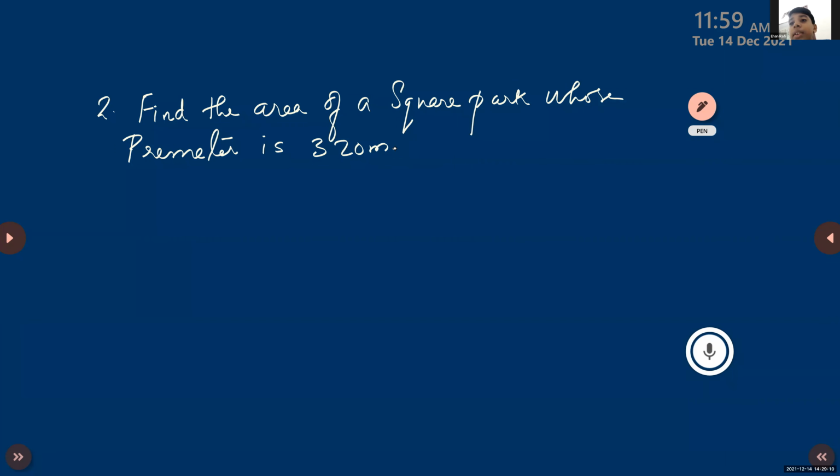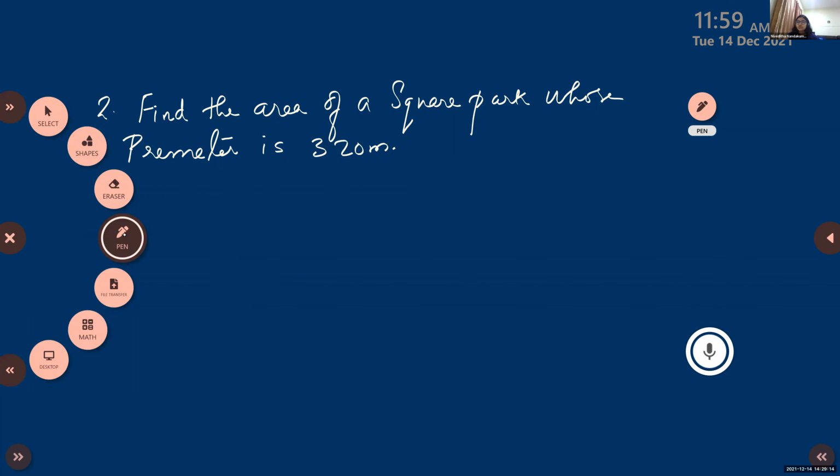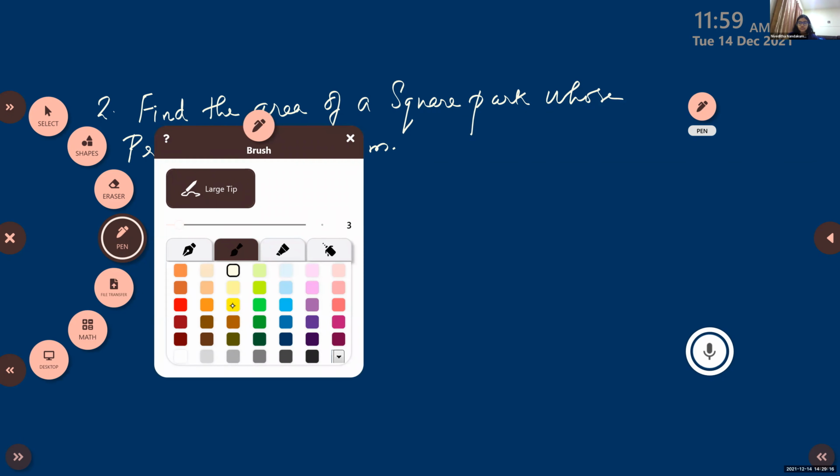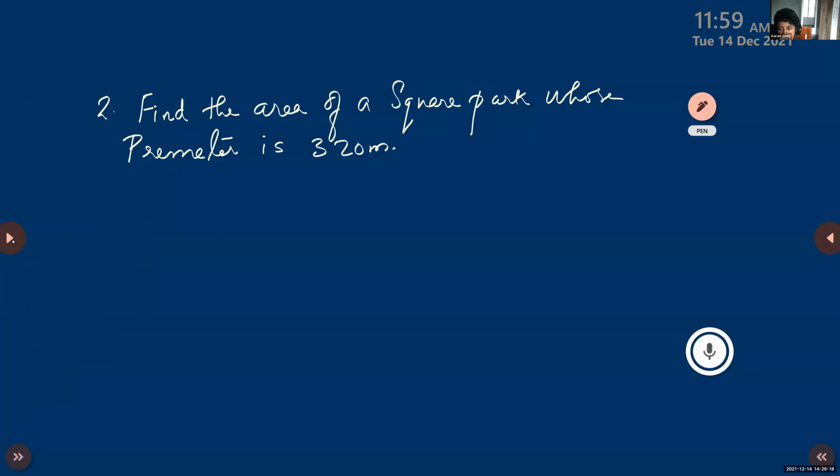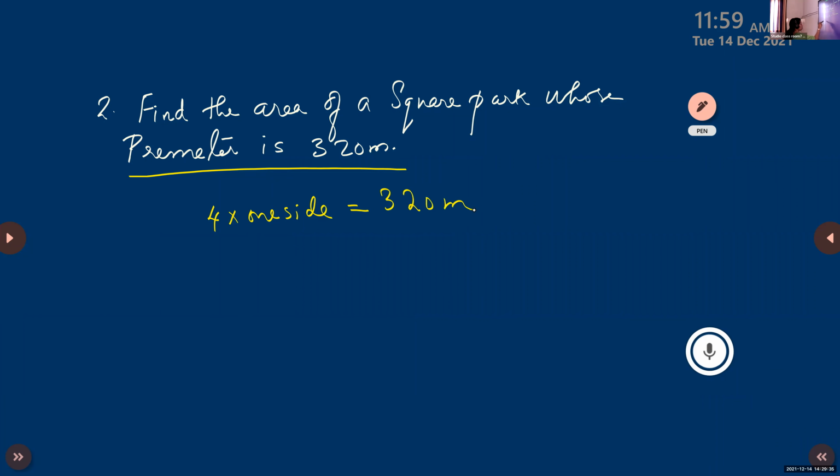So what is given, children? Here, what is given to us? Perimeter is given. Perimeter is 320 meter. So Nivedita, what is the perimeter of a square? Formula. Ma'am, perimeter of a square is 4 into one side, isn't it? 4 into one side is equal to 320 meter.